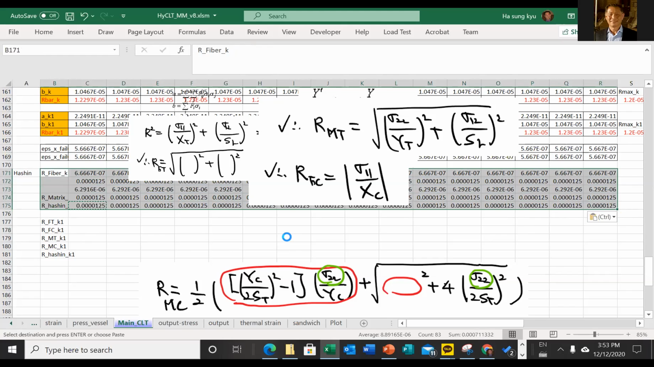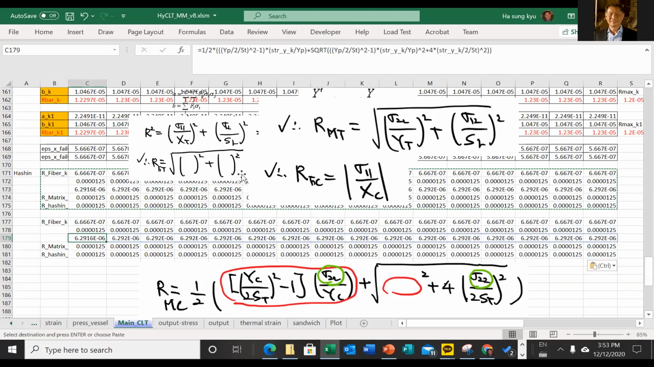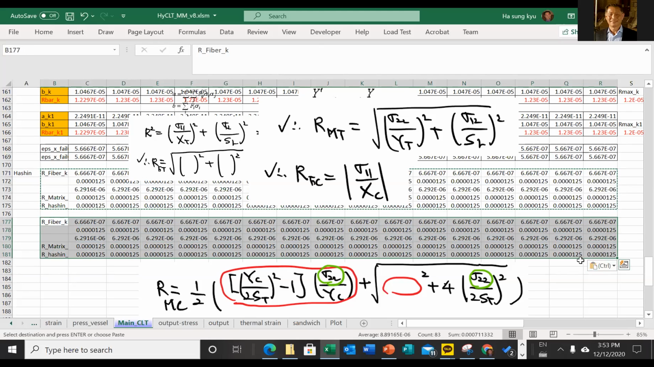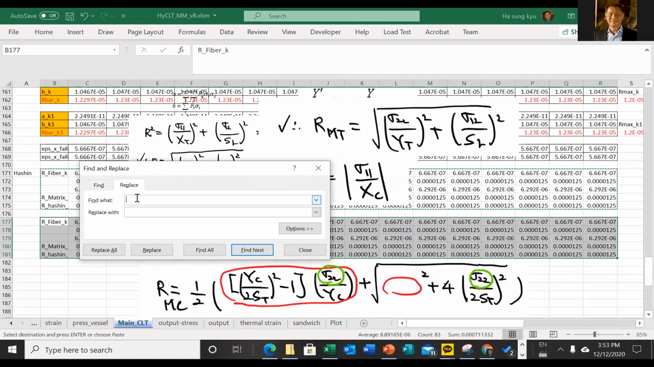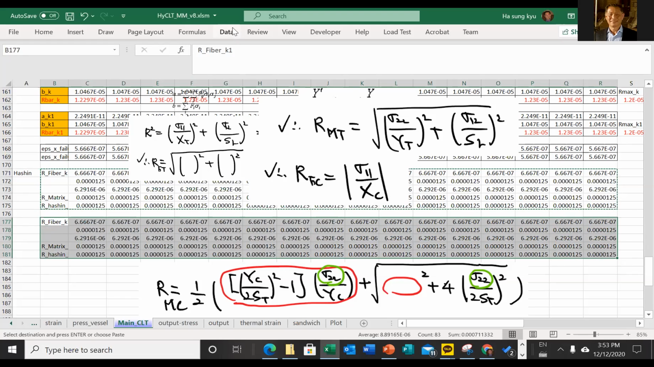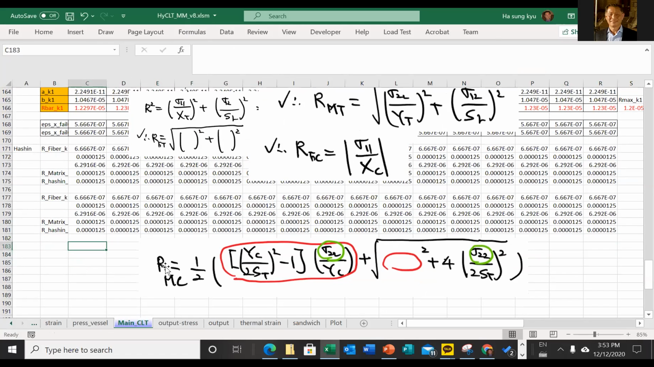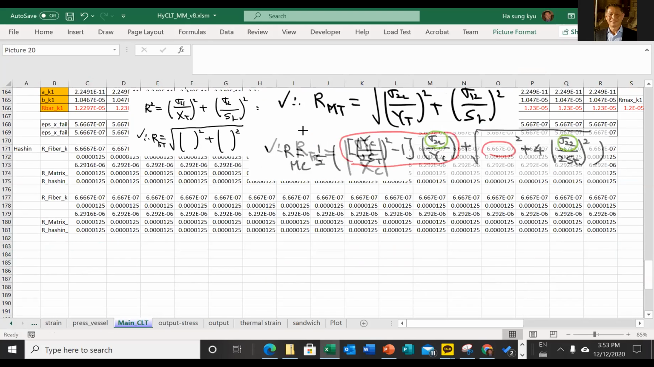Okay. Now, I will just copy all terms and paste it here. And then all the stress with the K will be replaced by the K1. Okay. So select them all. And the K will be replaced by the K1. Right. And then we will define the name. Okay.